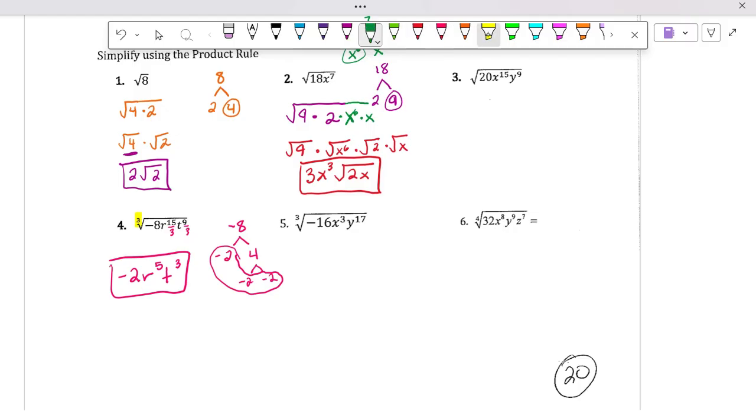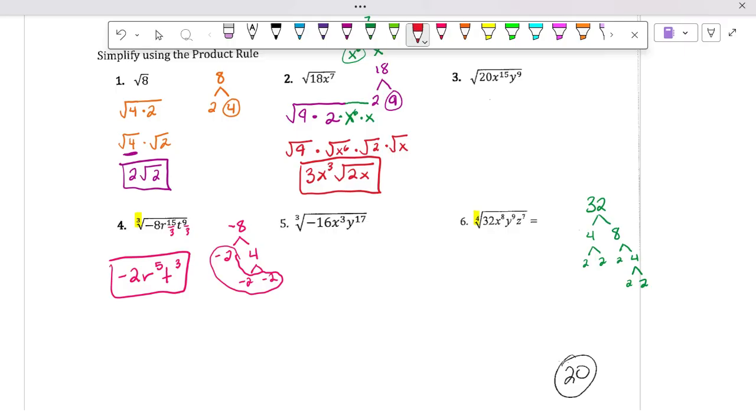So number 6, we're dealing with a fourth. So we're looking for sets of 4. So first things first, I'm going to break down the 32. So I can break it down into 4 and 8. And we know that 8's a perfect cube, but it's not a perfect fourth. So this will be 2 and 2, 2 and 4. Break it down again, 2 and 2.